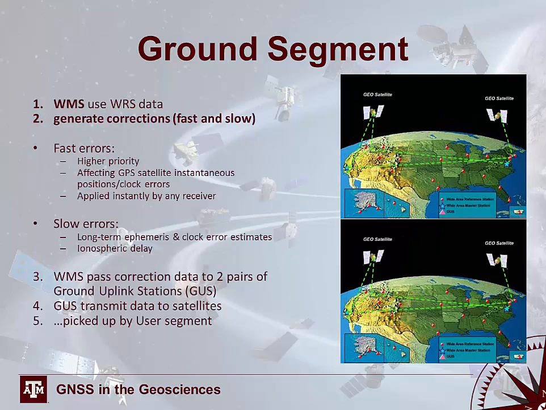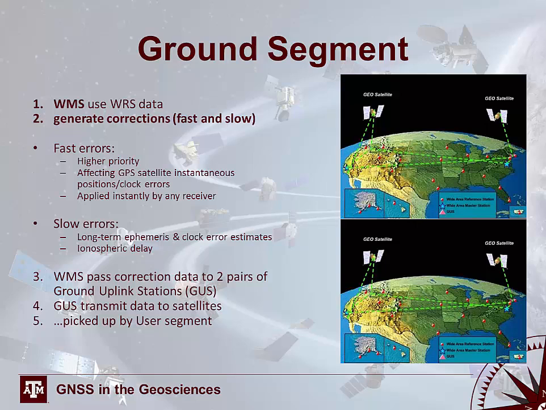The WMS use that WRS data and generate corrections, both fast and slow. Fast errors are those with a higher priority, and they affect the GPS satellites' instantaneous positions, or clock errors, and they're applied instantly by any receiver. The slow errors, on the other hand, are long-term ephemeris and clock error estimates, such as your ionospheric delay, and those tend to be applied after the fact.